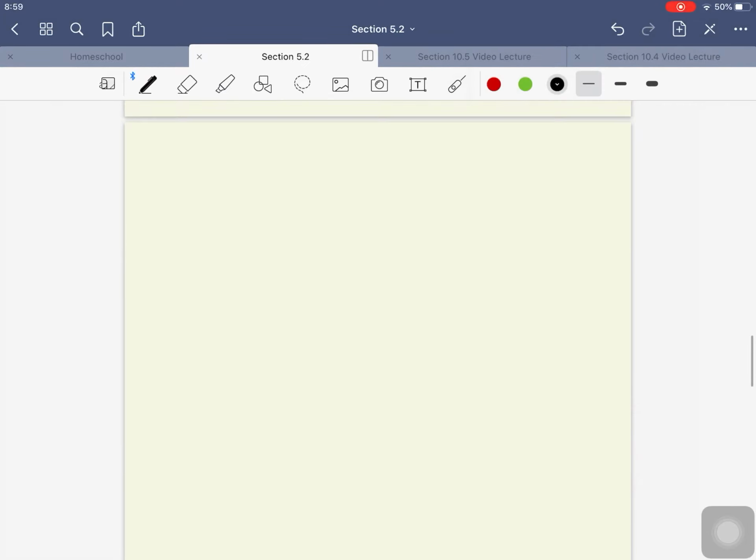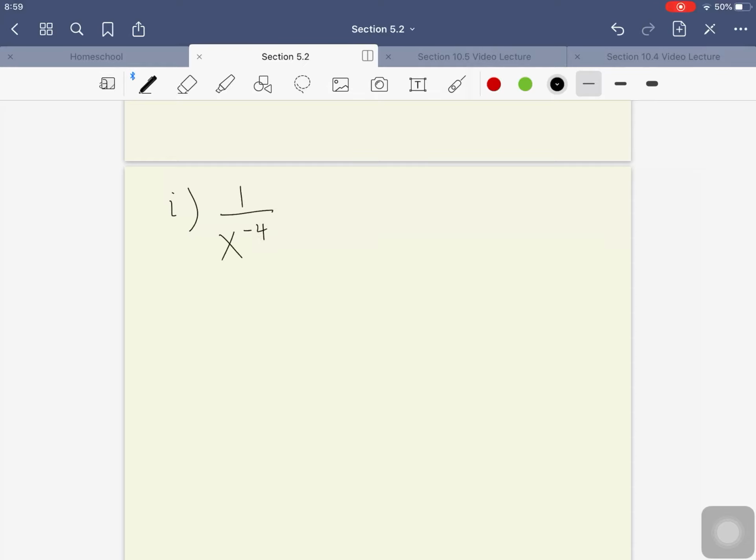Let's try a few more. 1 over x to the negative fourth. That negative exponent is in the denominator, so now we will flip it to the numerator. So that would be x to the fourth, and that's it.